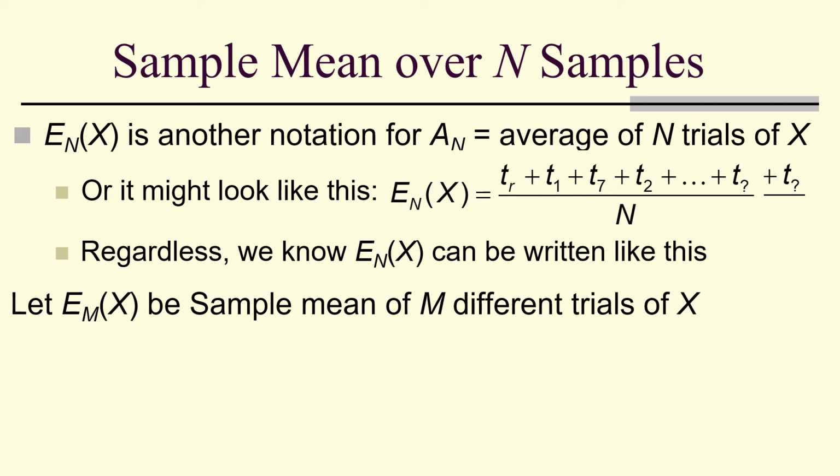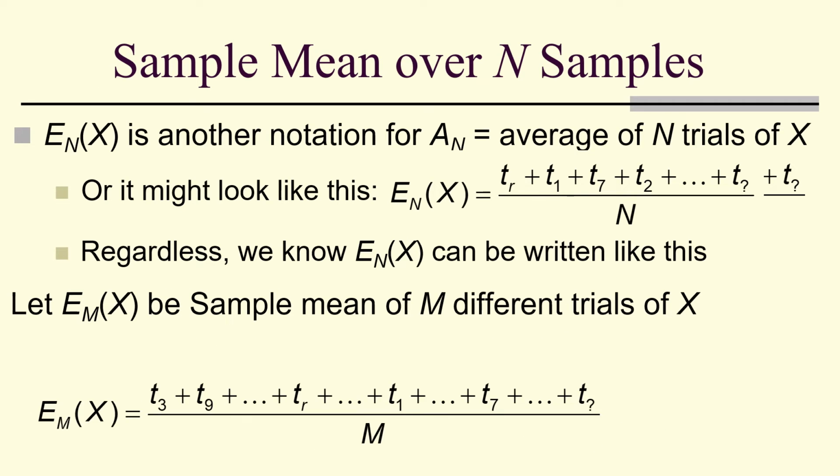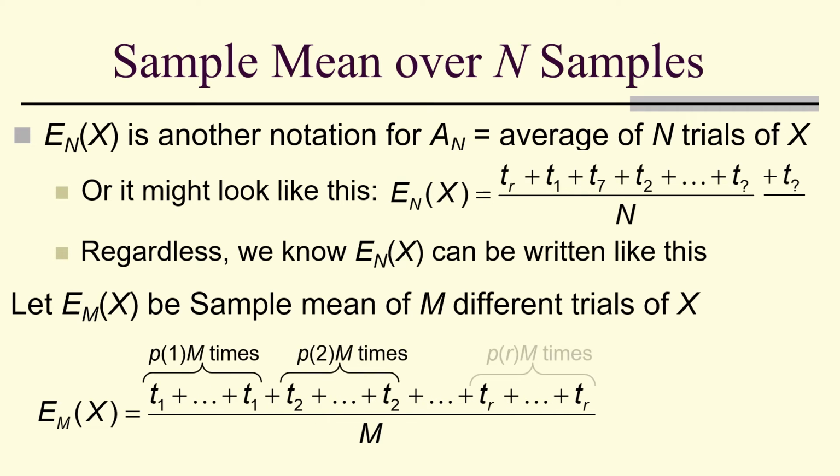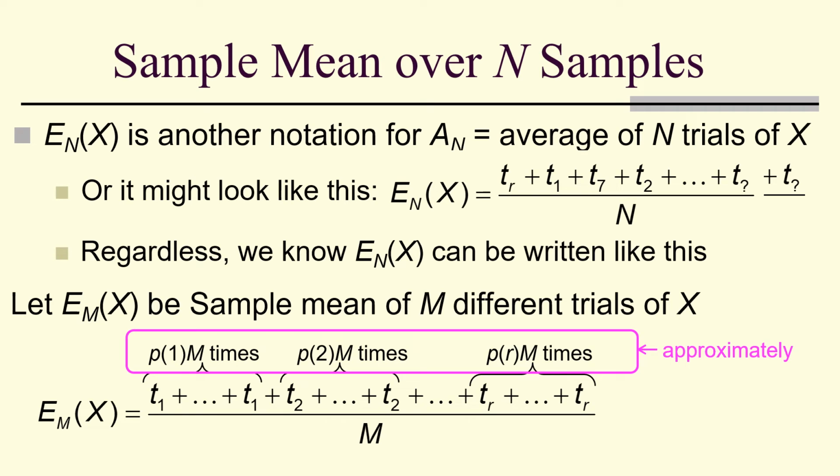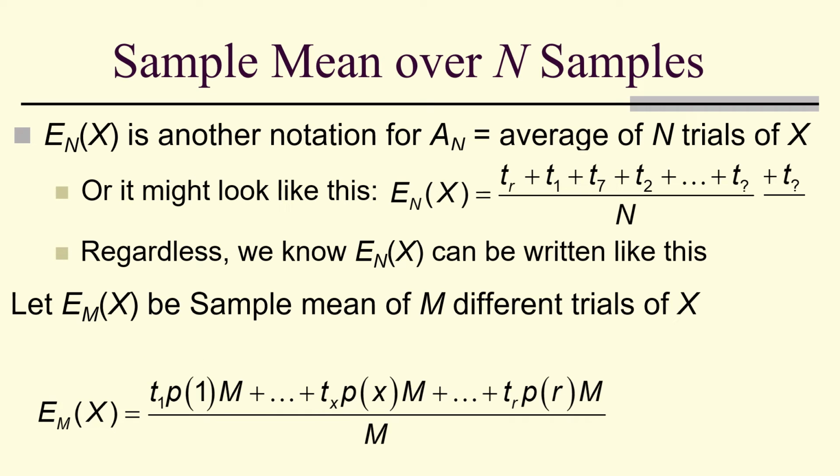If we had another m different trials of X, then the expected value, rearranged, gives us essentially the same proportions of t1s, t2s, up to trs, approximately. And we can factor out the m and cancel, and again we get approximately the expected value of X. It's exact as m goes to infinity.